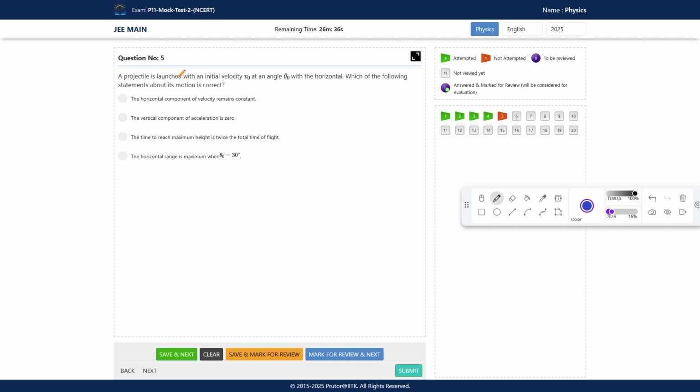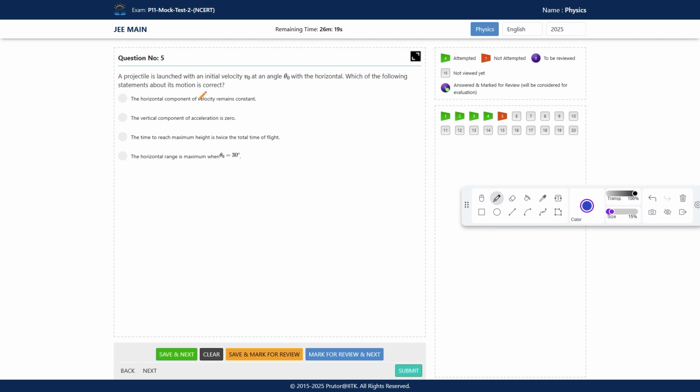A projectile is launched with initial velocity v naught at an angle theta naught with horizontal. Which of the following statements about its motion is correct? So please read the statements carefully and tell us which one is correct.